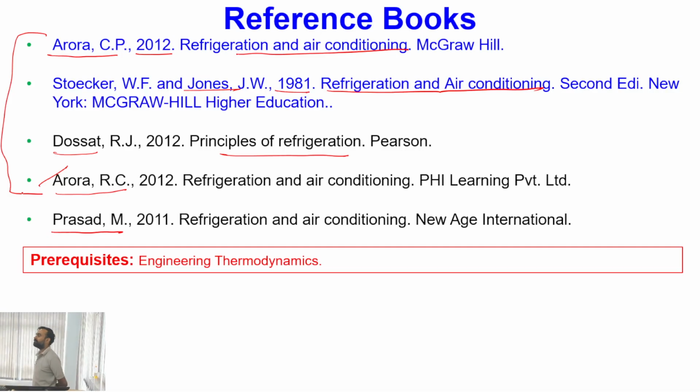Then the information about the thermodynamic properties such as internal energy, enthalpy, entropy, etc. So as you have recently studied thermodynamics, I think you will not face much difficulty in understanding.